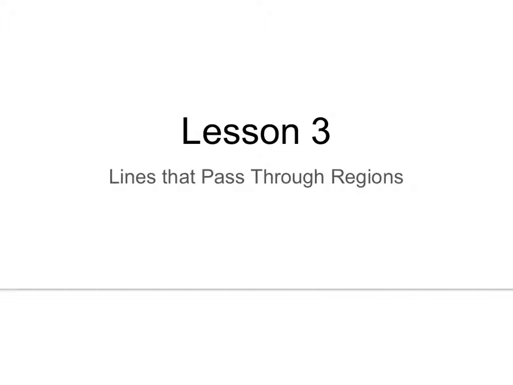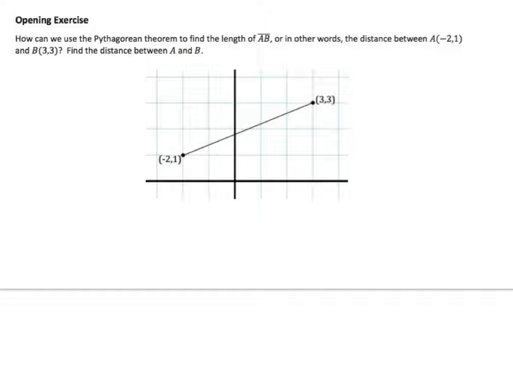Hey geometry, let's talk about lines that pass through regions. Last lesson we talked about rectangles and triangles making regions, and now just plain old lines that are passing through regions. So as an opener, how can we use the Pythagorean theorem to find the length AB?